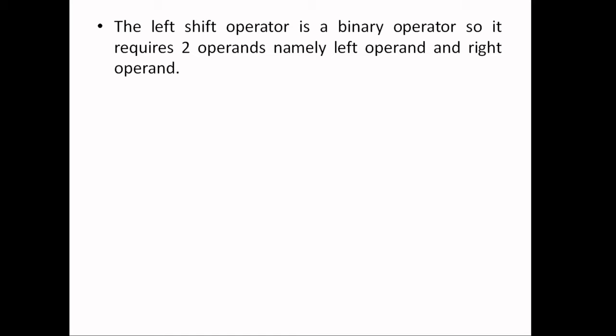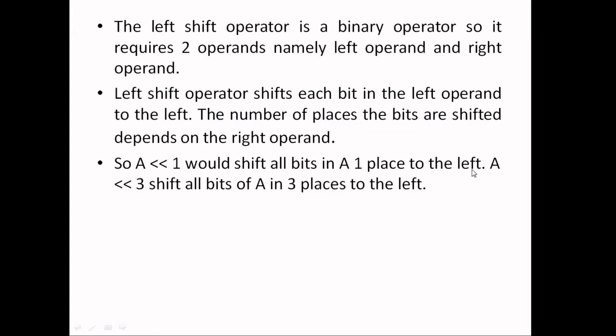So a double less than 1 would shift all bits in a one place to the left. This number 1 indicates the bits are to be shifted one place to the left. Similarly, a double less than 3 shifts all bits of a 3 places to the left. When the bits are shifted to the left, there will be blanks. Those blanks are replaced with zeros.